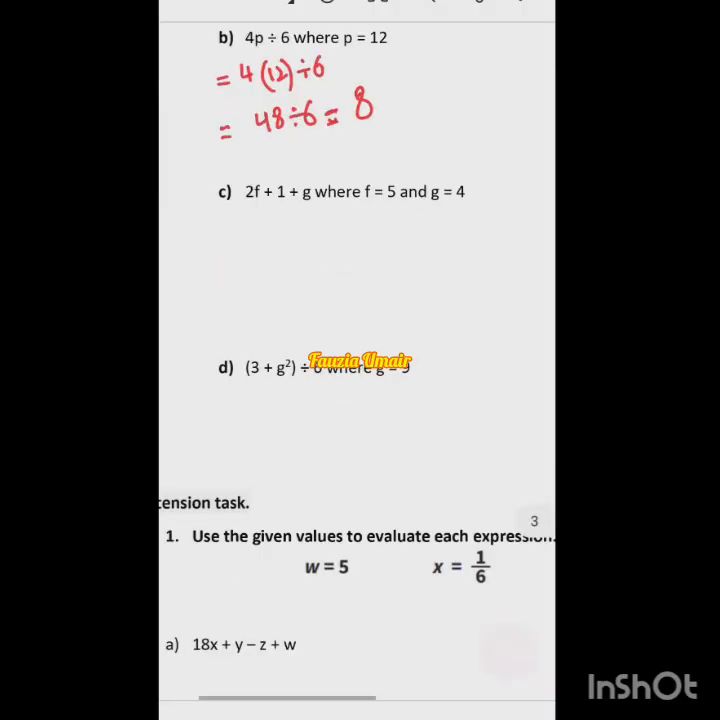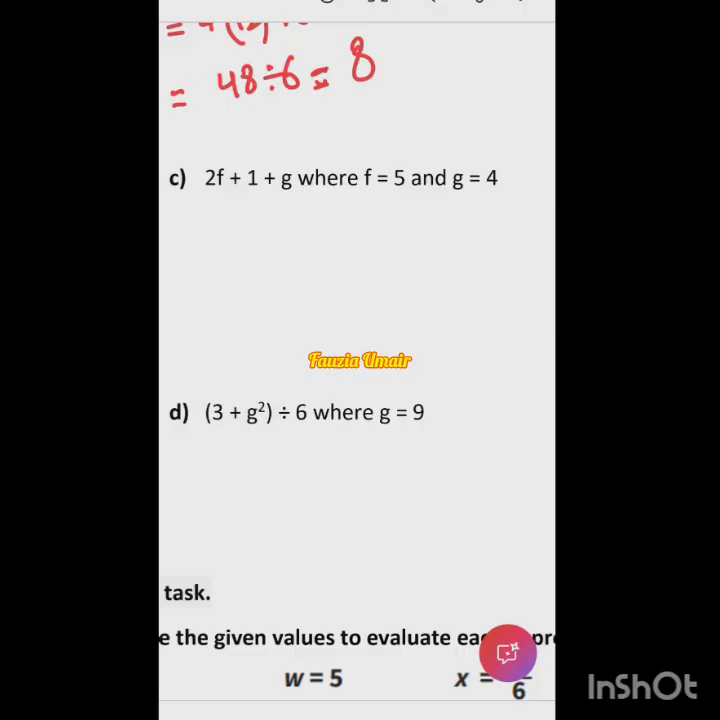Now there are two variables in the next part, C. So 2 times (f plus 1) plus g. To evaluate this expression, we should know the value of f and the value of g. Both of them should be there, right? Because we need to evaluate. So 2 multiplied by (f is 5, plus 1) plus g is 4, right? First of all, we will solve the bracket. 5 twos are 10. 10 plus 1 plus 4. What is the total answer? 15 is the answer, right?